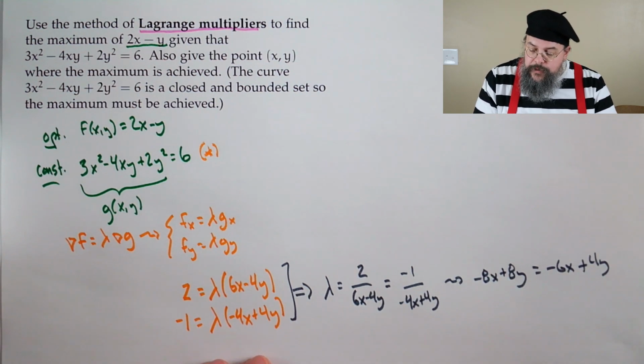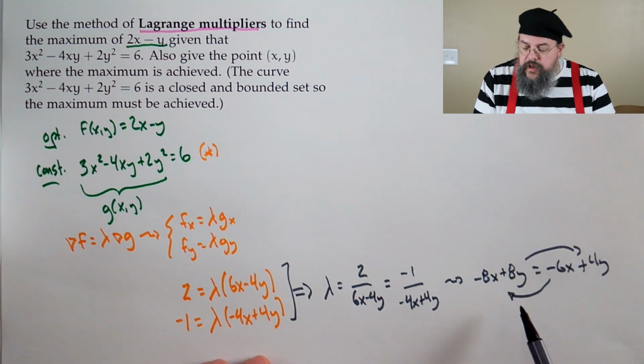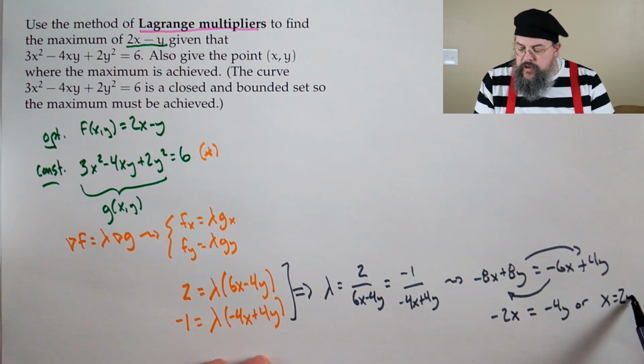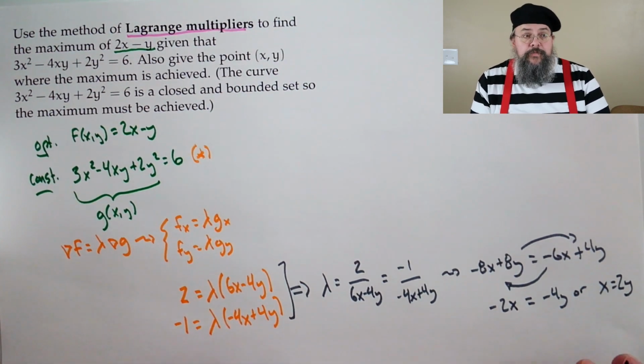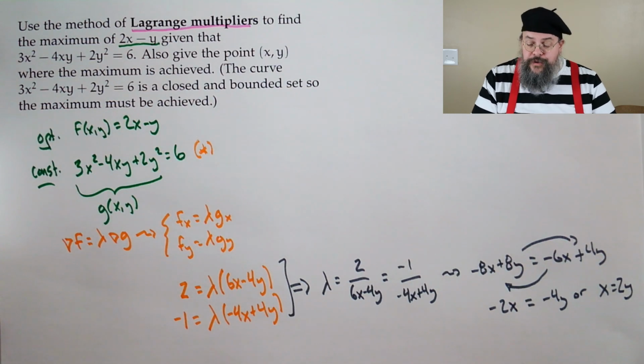All right, now we're almost there. Just move some terms around. And that tells us negative 2x is equal to minus 4y, or a better way to say that, x should equal 2 times y. Okay, so we get x equals 2 times y.